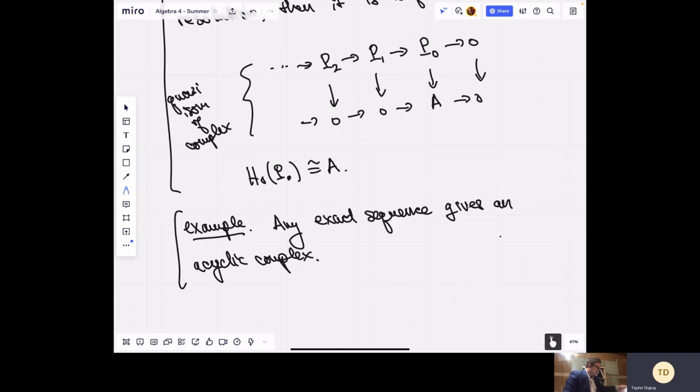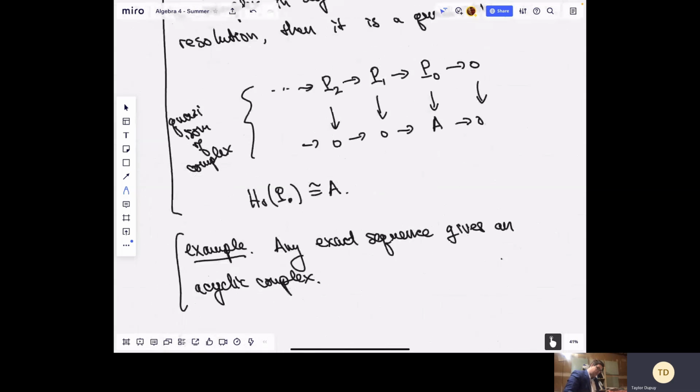Okay. All right, so I want to talk about shifting operators. So I need to talk about shifting.